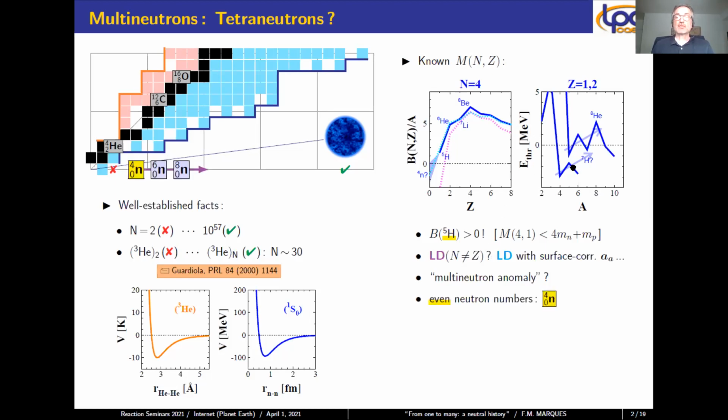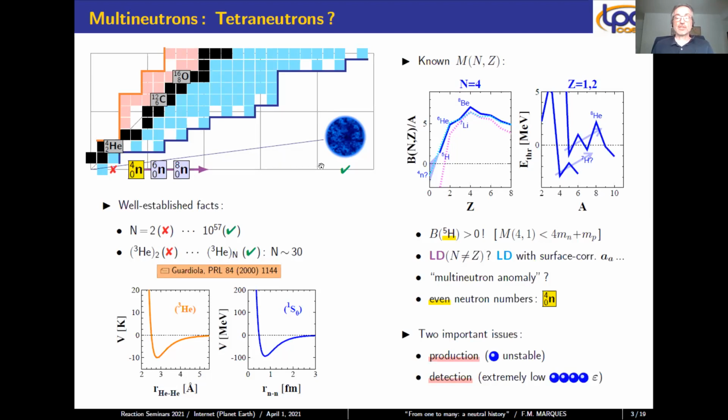As we have seen, we have this odd-even staggering. So the first candidate for a multi-neutron would be the tetraneutron, and then the hexa- and octaneutrons. But of course, due to practical issues, it's easier to try to produce tetraneutrons. So that's why most of the experiments are on the tetraneutron.